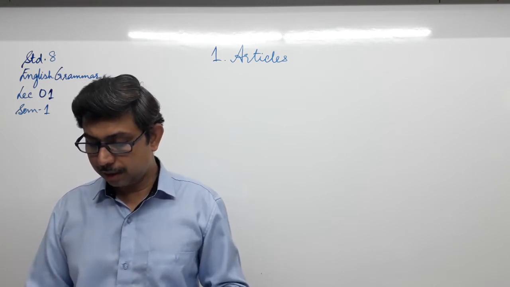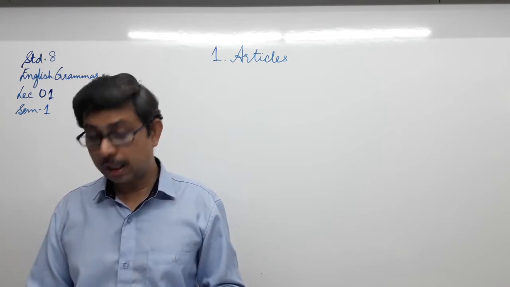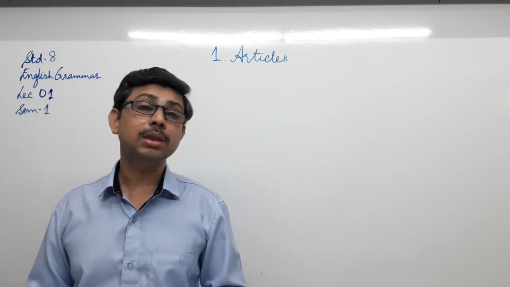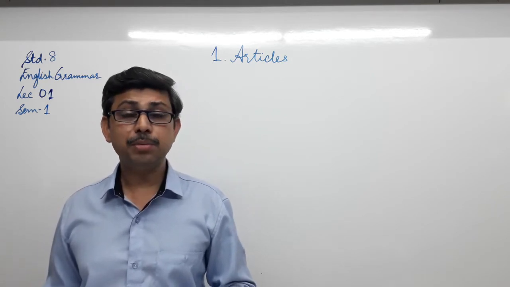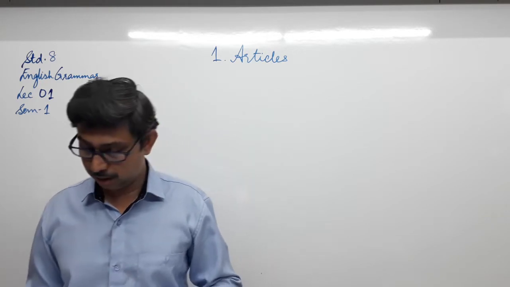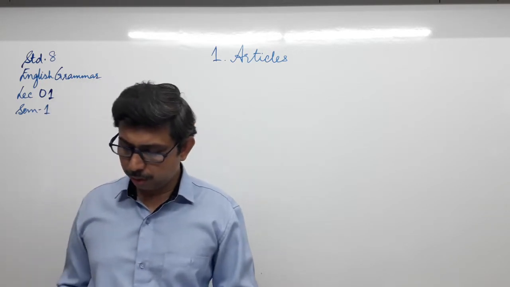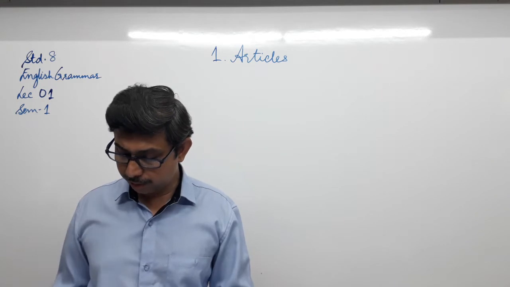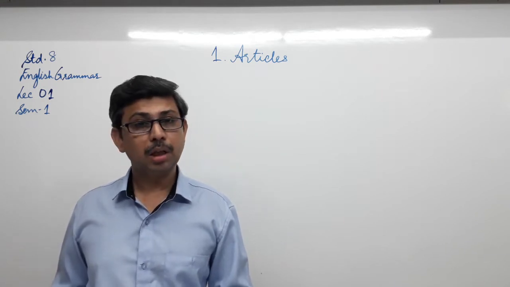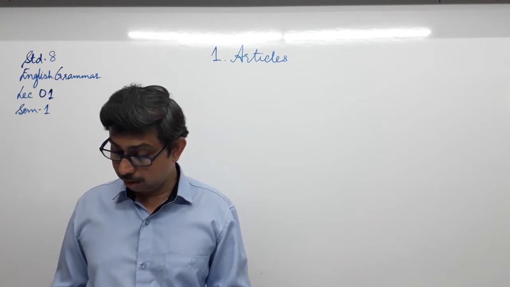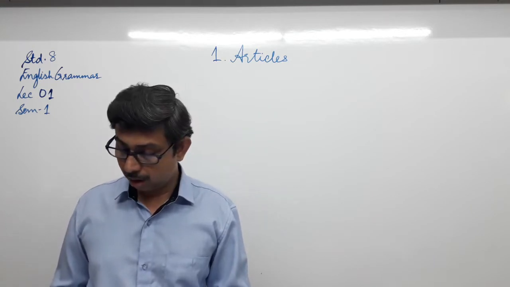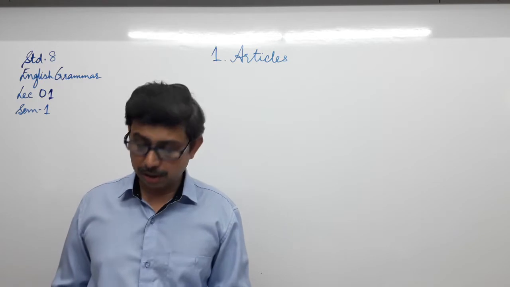Followed by the next chapter, collective nouns and abstract nouns. Collective and abstract nouns are not a new concept for you. You learned this in the lower standards, right from standard 3, 4, 5. So it's a revision chapter given to you. Followed by the third one, subject verb agreement, a very important one. Again, it has the subtopic common errors, which one should not make. When we read the chapter, we'll come across this section as well.